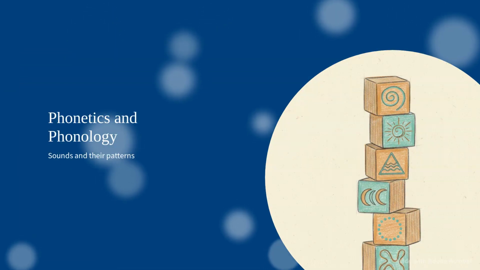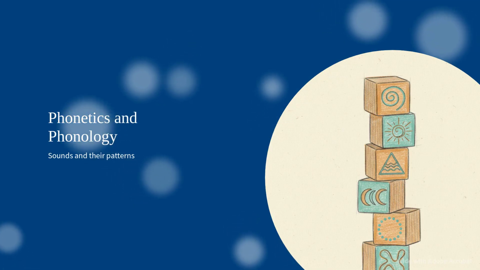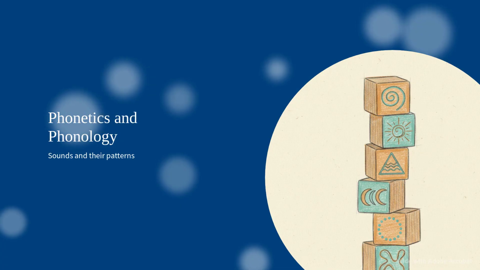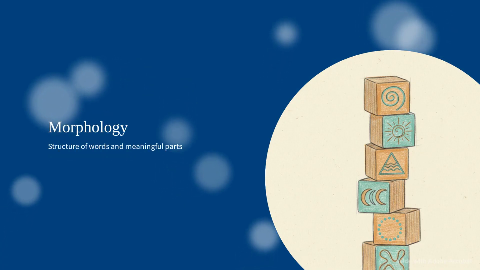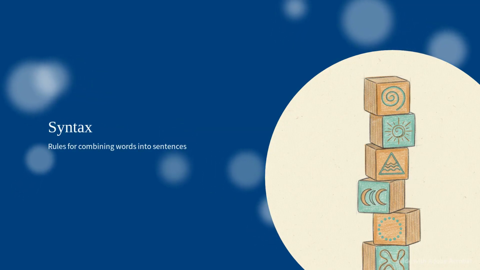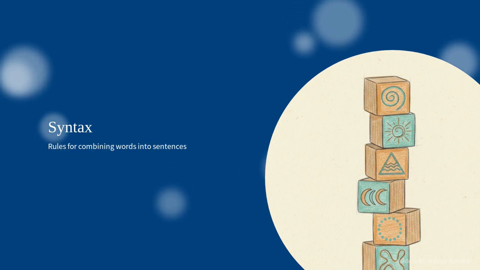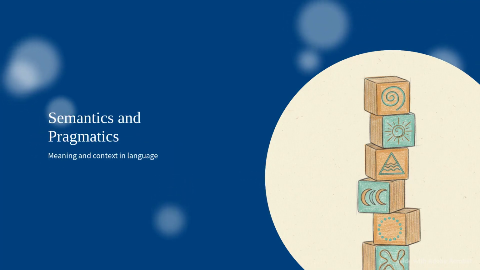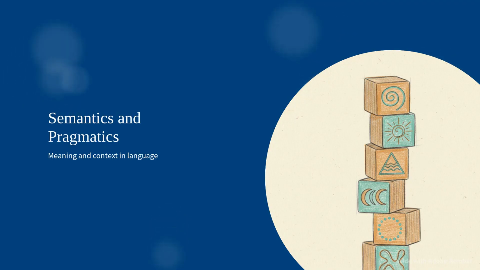Here are the main components of mental grammar, each playing a unique role in how we use language. Phonetics and phonology deal with the sounds of language and how they are patterned. Morphology is the study of the structure of words and their meaningful parts. Syntax involves the rules for combining words into phrases and sentences. Semantics is about meaning, while pragmatics considers how context influences interpretation.